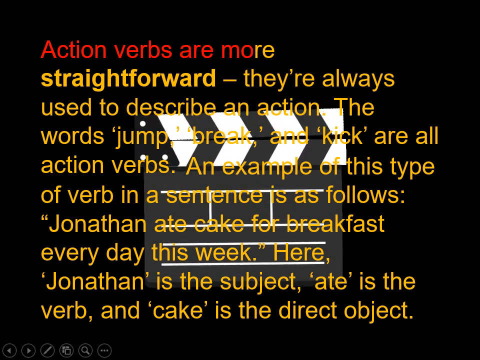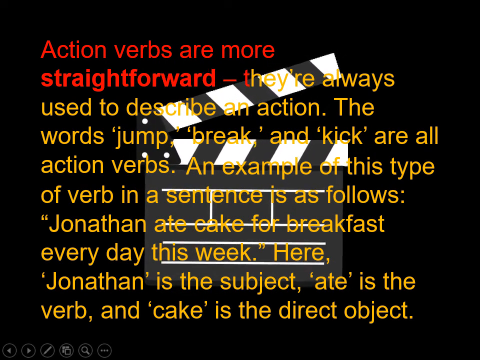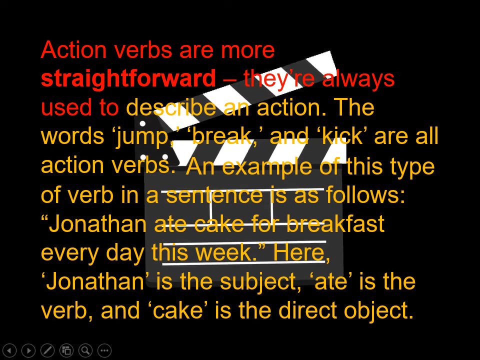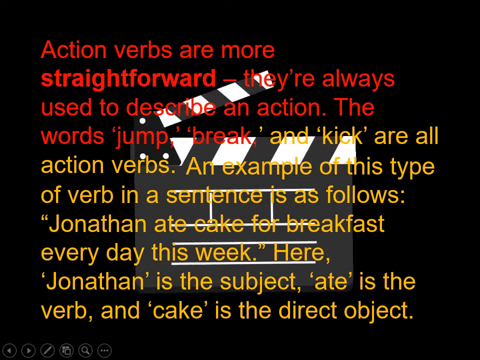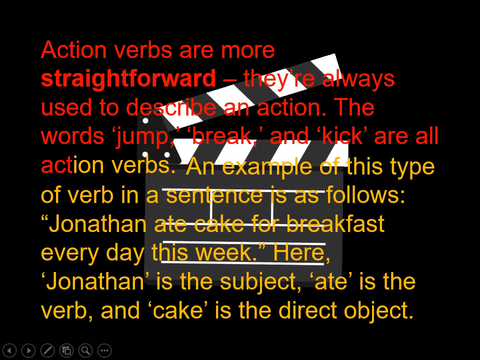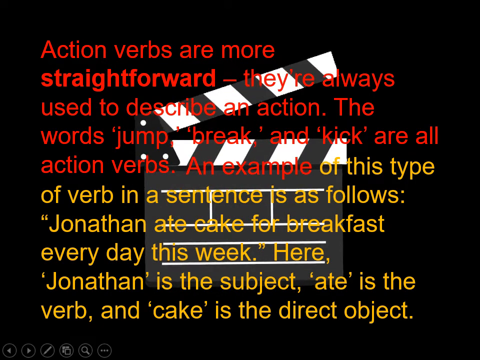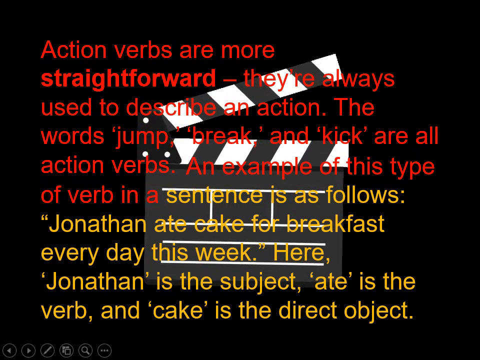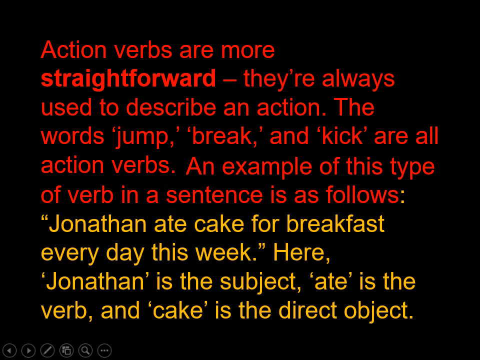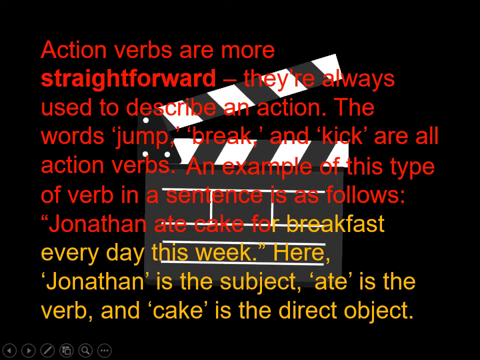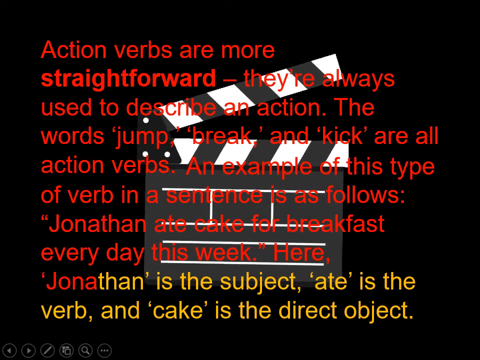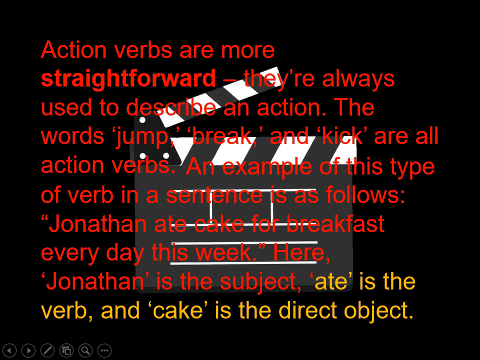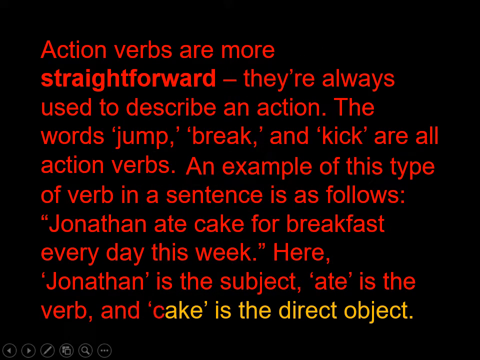Action verbs are more straightforward. They're always used to describe an action. The words jump, break, and kick are all action verbs. An example of this type of verb in a sentence is as follows. Jonathan ate cake for breakfast every day this week. Here, Jonathan is the subject, ate is the verb, and cake is the direct object.